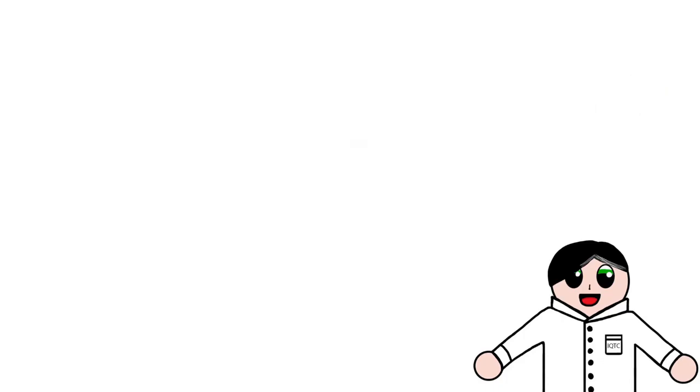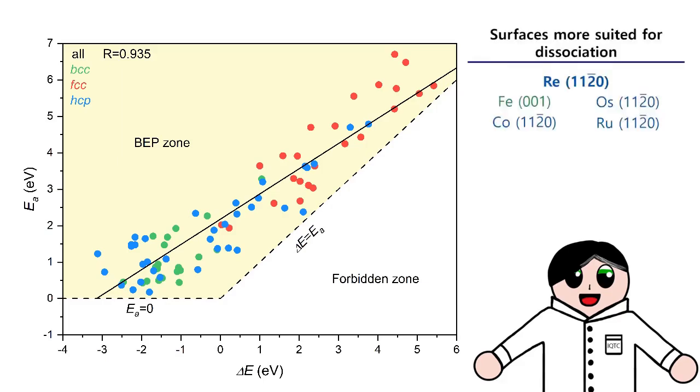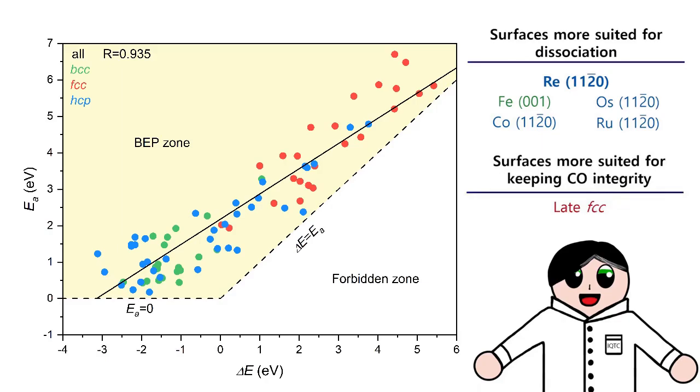Now we can look into a comparison between both the activation energy and the reaction energy. This can be done with the BEP relationship, which helps us to find which is the best catalyst for different situations. In case we want a catalyst for the breakage of the CO, we can go to middle transition metals and we can specify the rhenium 11-20 as the best one. On the other hand, if we do not want to break the CO molecule, late transition metals do the trick, specifically those FCC transition metals, that with their high activation barriers, permit to keep the integrity of the CO molecule.